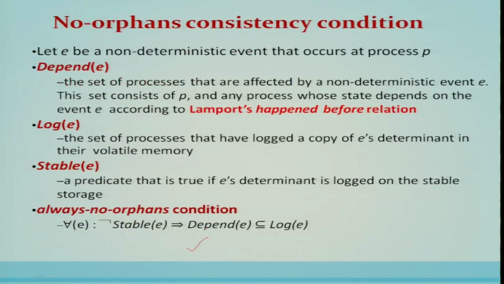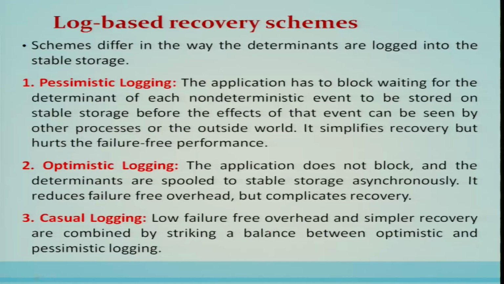So it says that if the dependencies are not stored in the stable storage, then basically it is logged in the stable storage. Log-based recovery schemes differ in the way the determinants are logged onto the stable storage, and there are 3 types: pessimistic logging, optimistic logging, and causal logging.